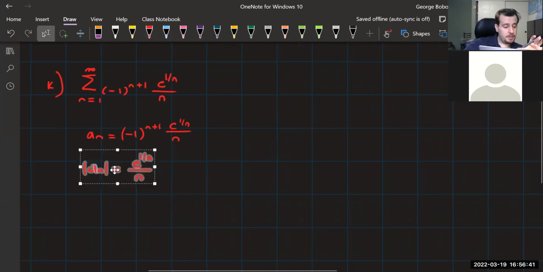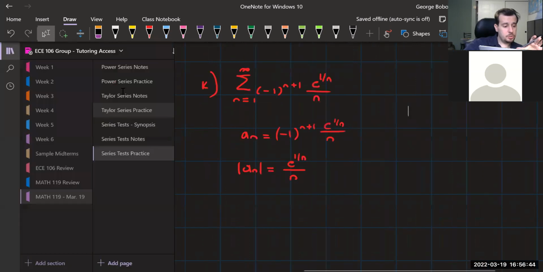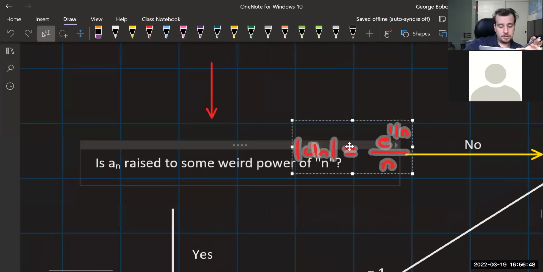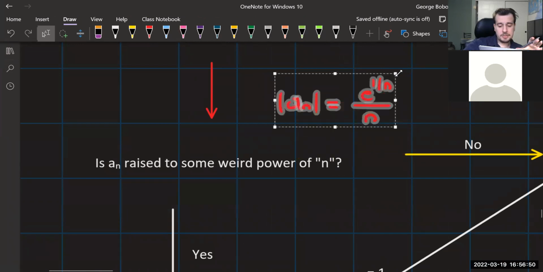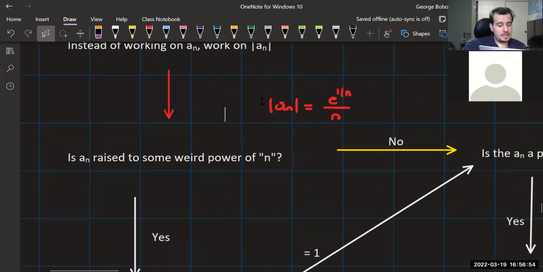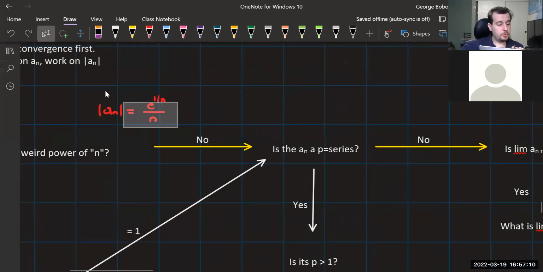All right, I'm gonna move this with us just to show you how powerful this is. So again, I'm gonna paste it here, and what I want you to do is answer the questions that you see. Is the whole series raised to some weird power of n? Do you see brackets and maybe like 3n here? Do you see that? Oh, no. No. All right. We're moving to the right.